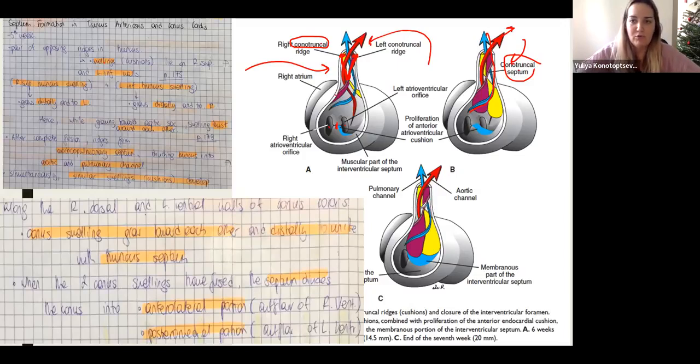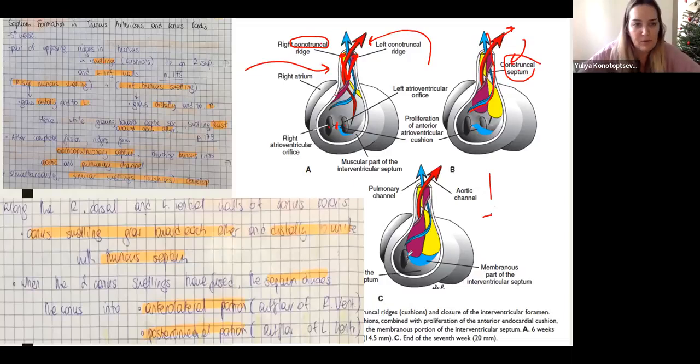It's very important to know a particular pathological malformation. We know that aortic circulation comes out from the left ventricle, and pulmonary circulation comes out from the right ventricle.